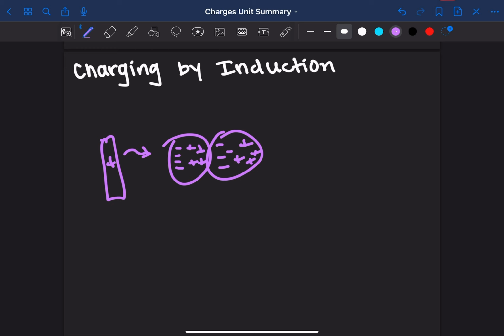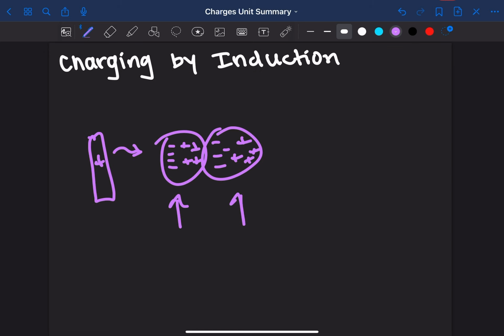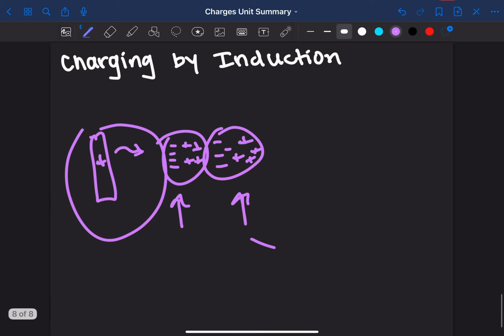And when you separate the two spheres, if you were to separate these two with the rod still in this location, you would end up with two spheres that still have that separation of charges. Terrible drawing, but you get the idea. So that's kind of a summary of this unit, and yeah, on to the next one.